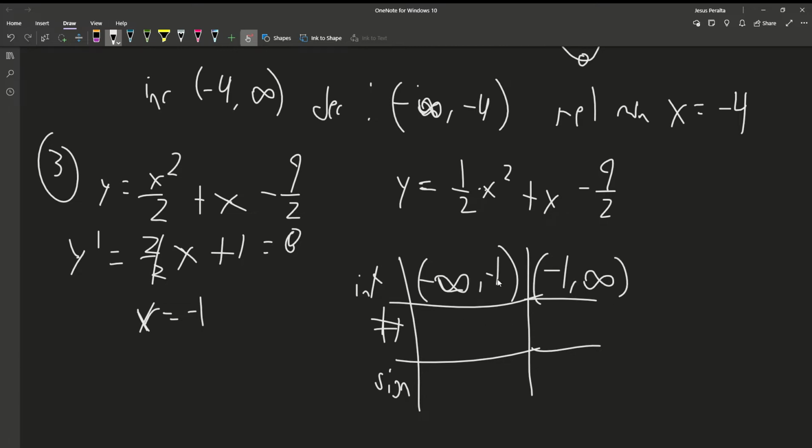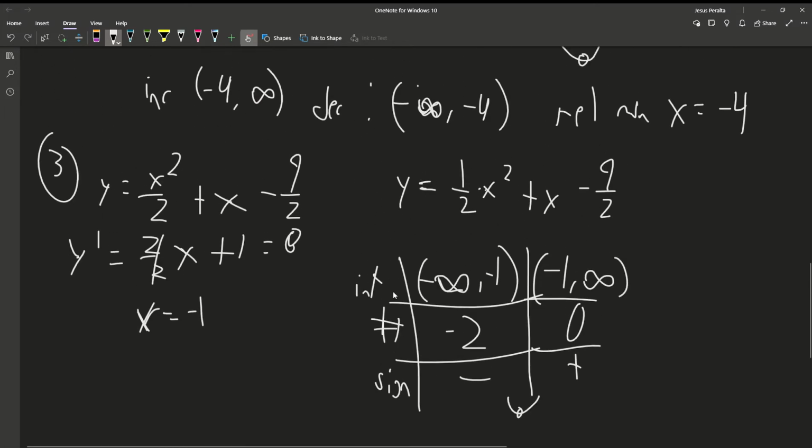Okay, so a number we can plug in is -2. A number we can plug in is 0. So we plug -2 into the derivative. That would give us a negative. And this one would give us a positive. So that means our graph is going to look like that, which means at -1, it is going to have a relative min right there.